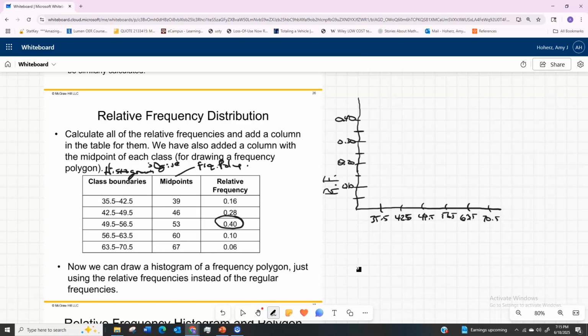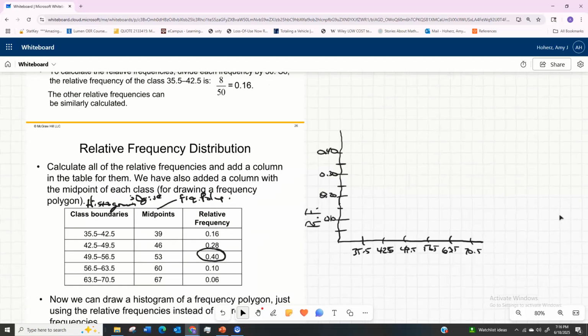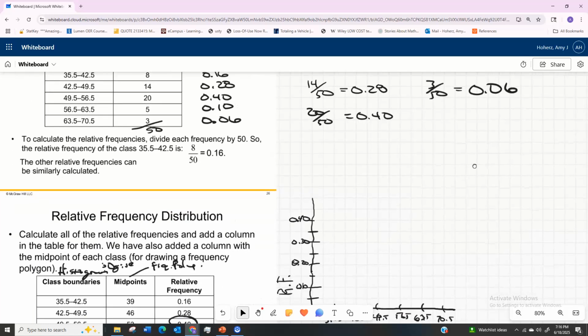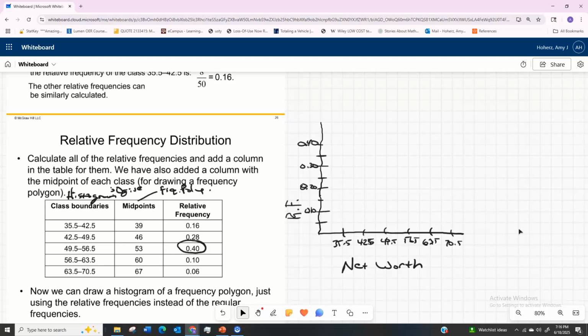And then we're going to do the histogram first. And we'll label this, what was the graph about? Net worth of businesses. Okay, so we can say down here, net worth. They didn't say, but it must be in thousands of dollars probably. And so this is the net worth, and this is small businesses.